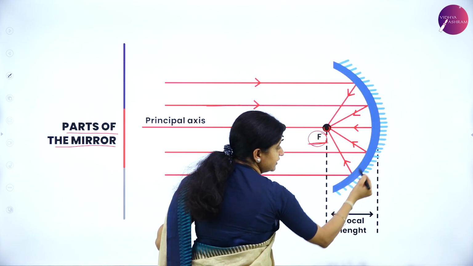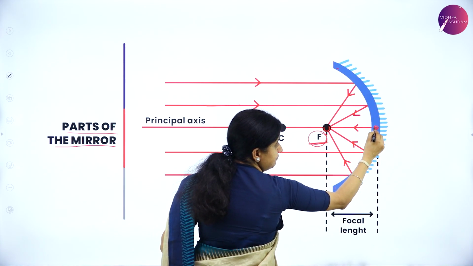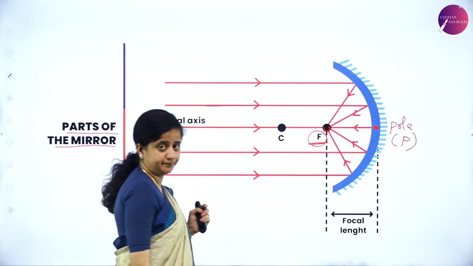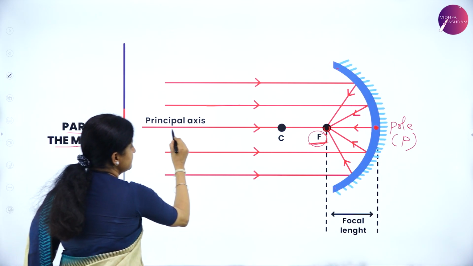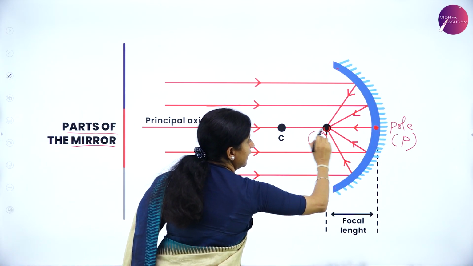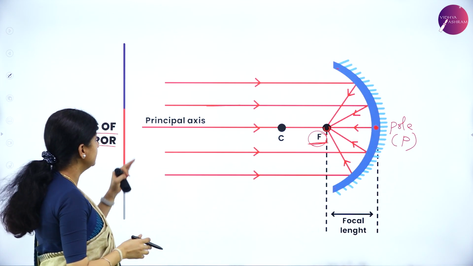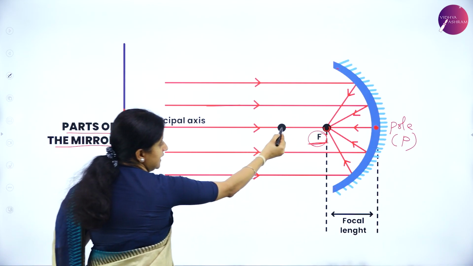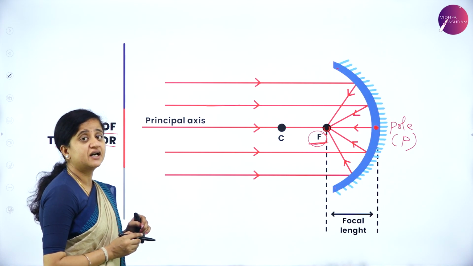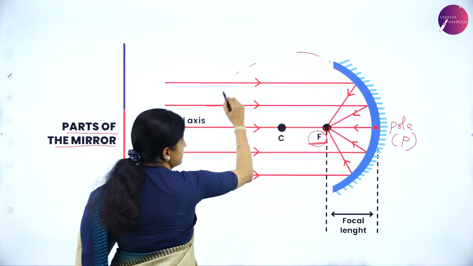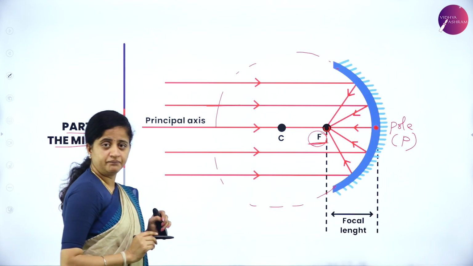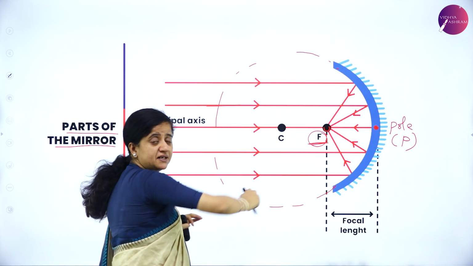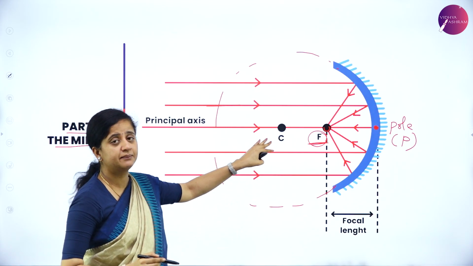The center of this spherical surface, say for example this point, is called the pole, which is denoted by P. Now the line which is passing through this pole and through the center of the spherical mirror, we'll call it the principal axis. What is C? It is called the center of curvature, which means if we continue this, it takes a spherical form. It's a complete sphere, and the center of this complete sphere is called the center of curvature, which is denoted by C.